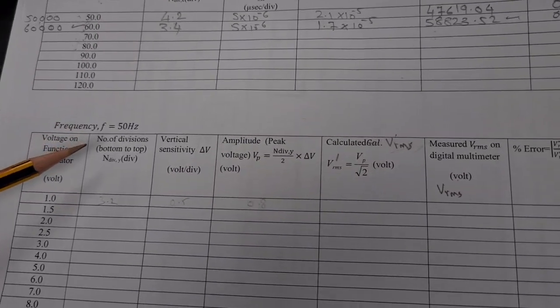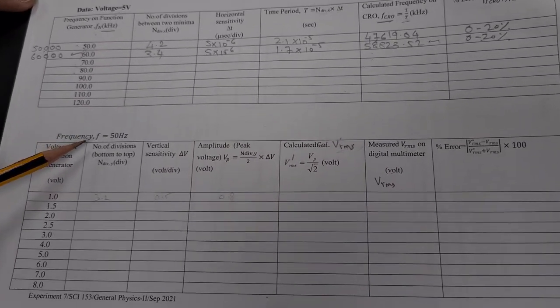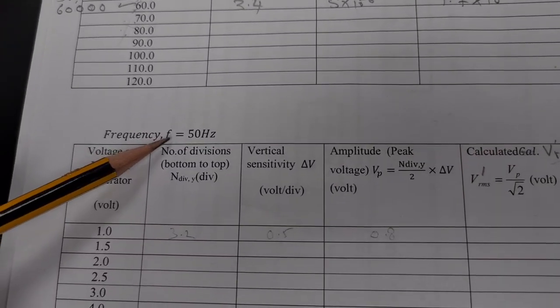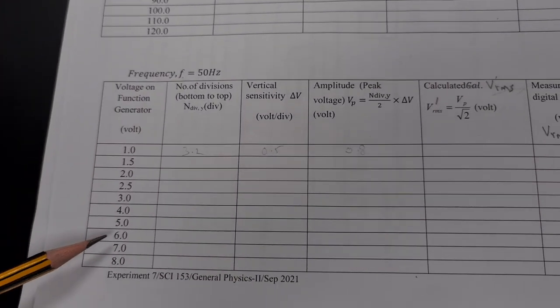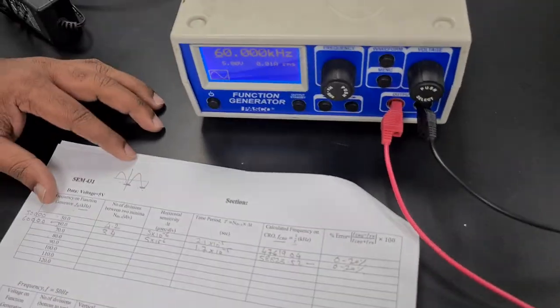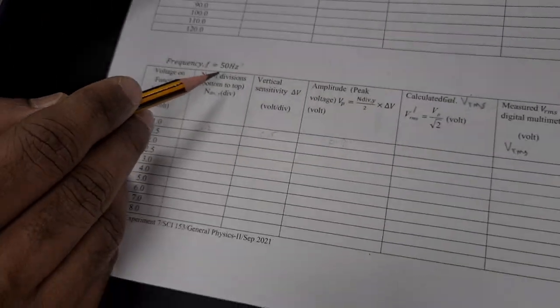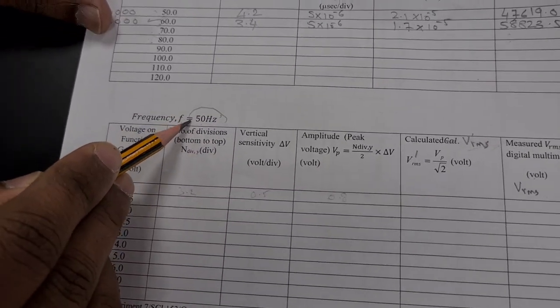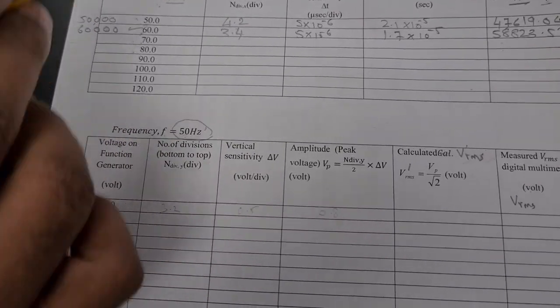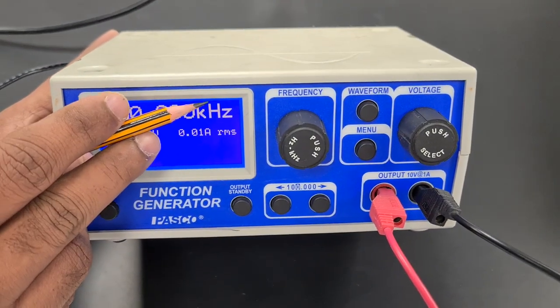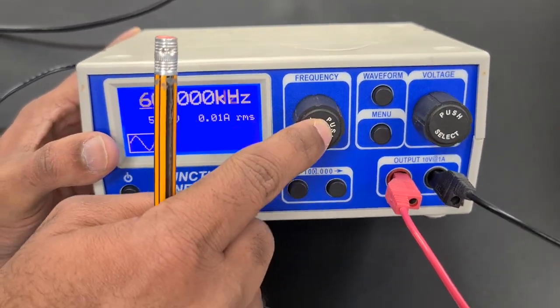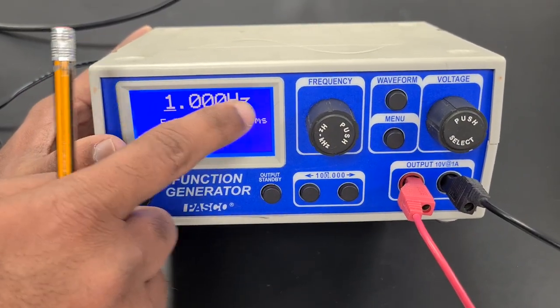Now in the second table, what we are going to do? We are going to set the frequency as constant. I'm going to change the voltage. And if you can see the most important thing, it's not in kilohertz, it's in hertz. So you can just have a look at this. This screen is given in terms of kilohertz. So if you press one time, what will happen? Your kilohertz is converted to hertz.